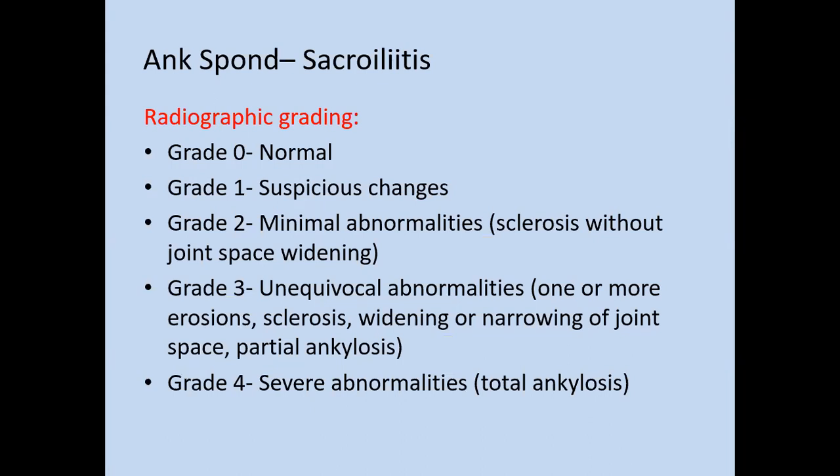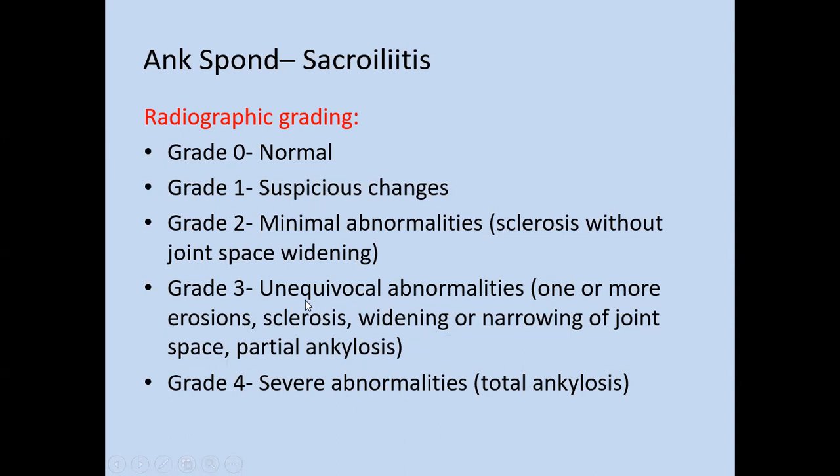Radiographic detection of sacroiliitis has a grading system. Grade 0 is when the sacroiliac joints are normal, grade 1 is when the features are equivocal, and grade 2 is when there are minimal features, for example, just sclerosis or just joint space widening, but no erosions. If you see erosions, then that would be grade 3. So grade 3 is unequivocal.